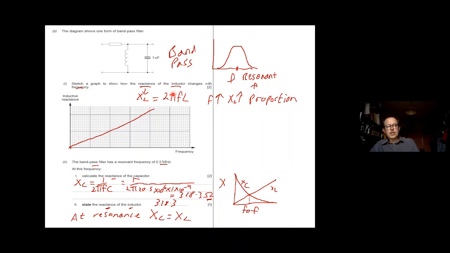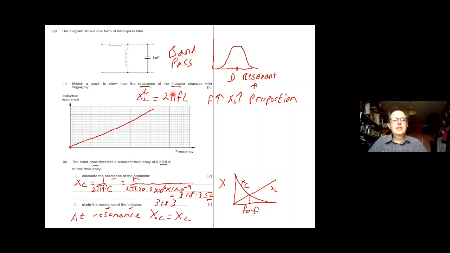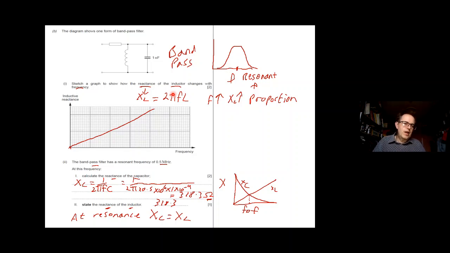So resonance always occurs when they're equal to each other. Basically they cancel each other out. Sometimes you're asked to work out the resonant frequency from certain equations where you have the inductance and the capacitance values given to you. So look that one up, make sure you know how to use the resonance equation as well.